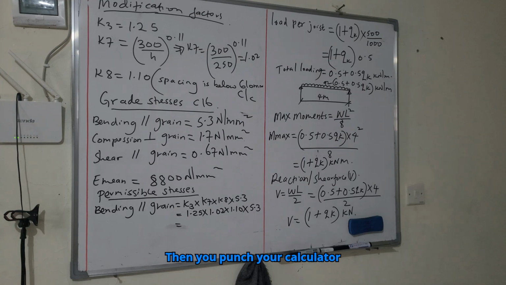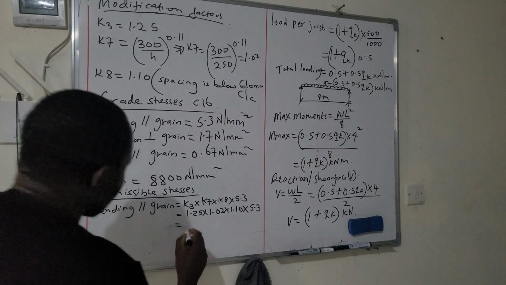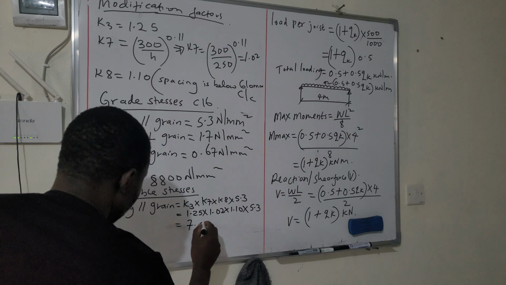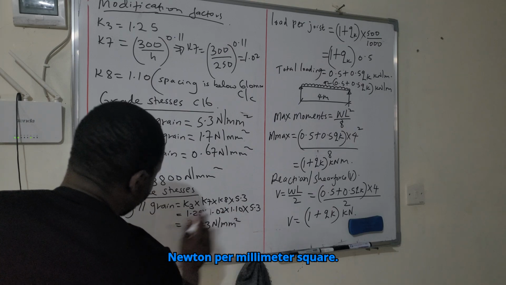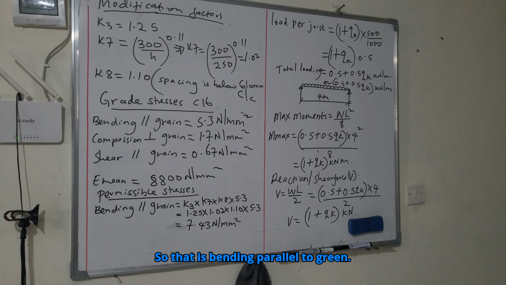Then you punch your calculator. 1.25 times 1.02 times 1.10 times 5.3. So that is 7.43 Newton per millimeter square. So that is bending parallel to grain. We proceed to compression perpendicular to grain.